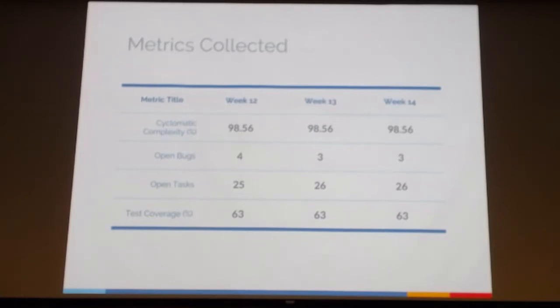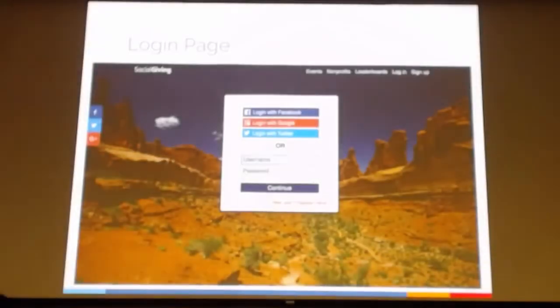As you can see, the cyclomatic complexity is high, which is a good thing. That means that 98.5% of our code passes a certain benchmark that we set for ourselves. We currently have 3 open bugs, and we try to keep that at a minimum at all times. We have 26 open tasks right now because we're in the middle of a development cycle. And our test coverage is at 63%, which is kind of low, and we're going to work on that as time goes on. And this is an example of our UI.